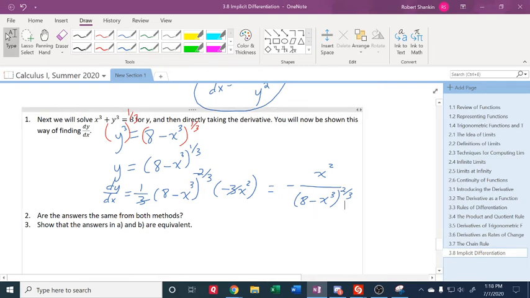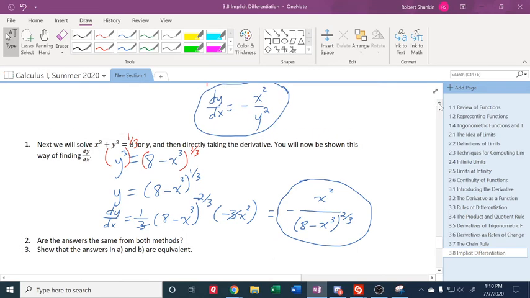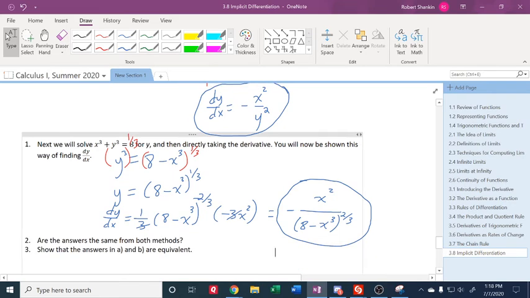Okay. Now, look at my answer. dy/dx is this. Compare this to the previous problem. The answers have some similarities, but they sure look different. Why don't they look the same? Well, the preferred answer is the one that we did second. Why is it preferred? Because it only has x's in the answer.